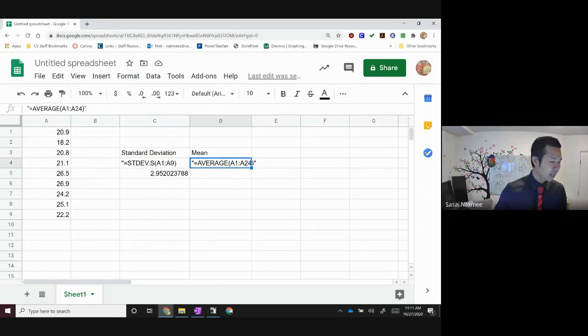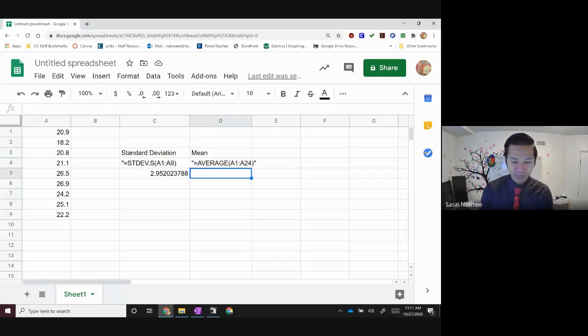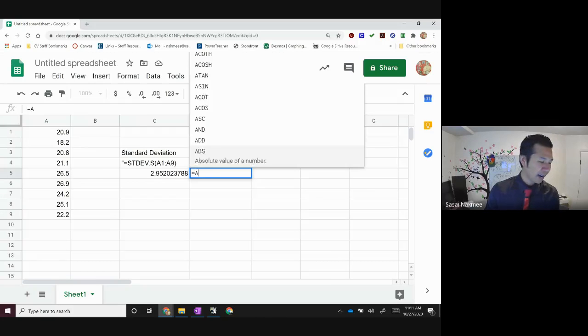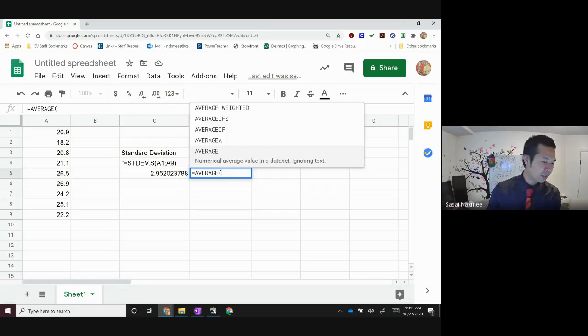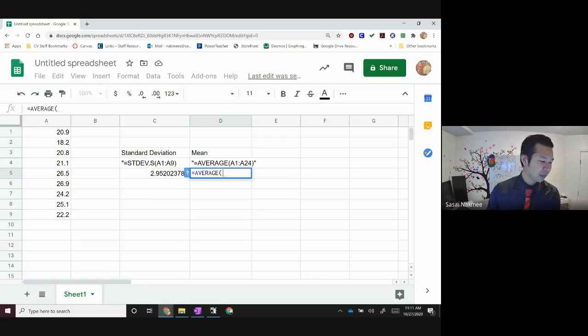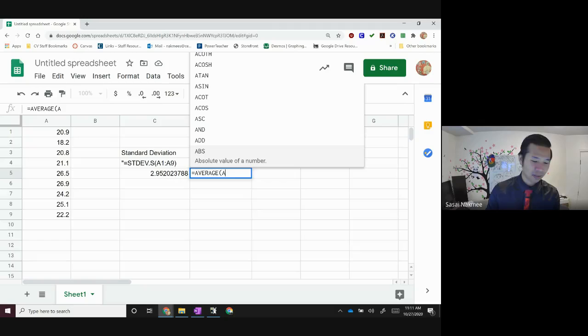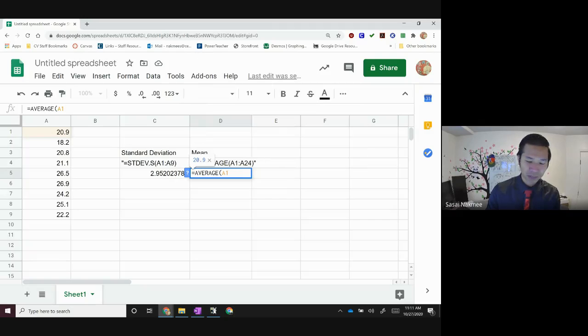For the mean, you can't actually type in the word mean, because if you type equals and then mean, nothing shows up. We have to find out that the mean is another word for average. You type in average, hit tab, or type in average and then put in the parentheses, and it's the same process. Tell it where it's at. It's from A1 all the way down to A, in this case, 9, not 24 this time. Press enter, and I get this calculation right here.